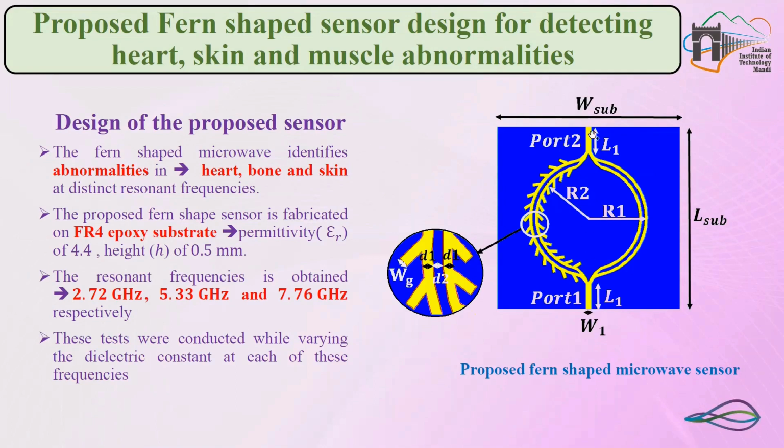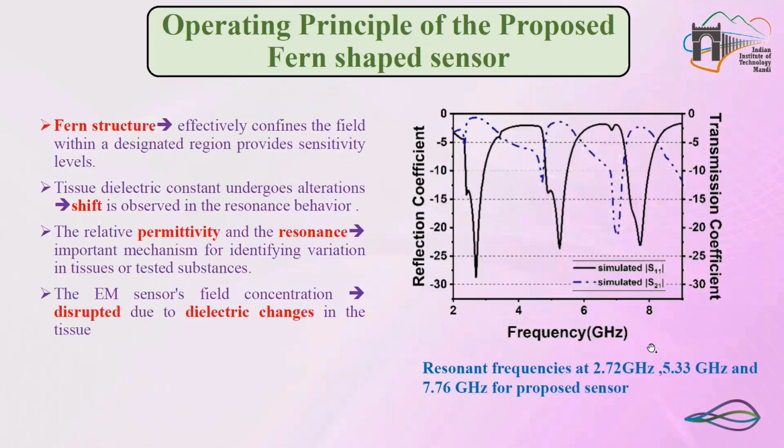They have used a microstrip line at port 1 and 2. The justification of using this Fern structure is that it is going to confine the field within a designated region, which provides a sensitivity level. So when the tissue dielectric constant undergoes alteration, this results in a shift in the observed resonance frequency. So this is the reflection coefficient, and it has three resonances. The EM sensor field configuration is basically disrupted due to the dielectric change in the tissue.